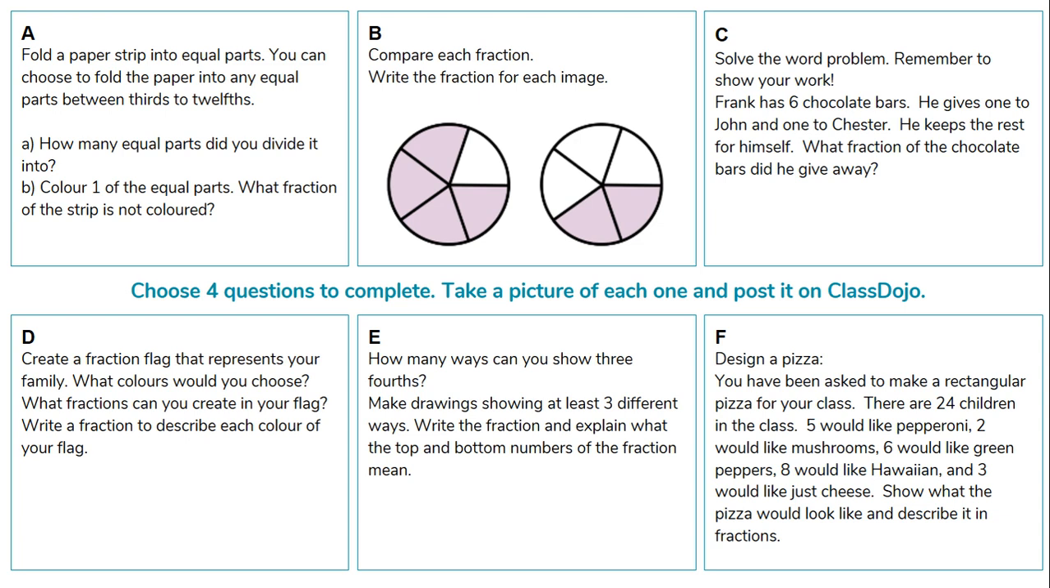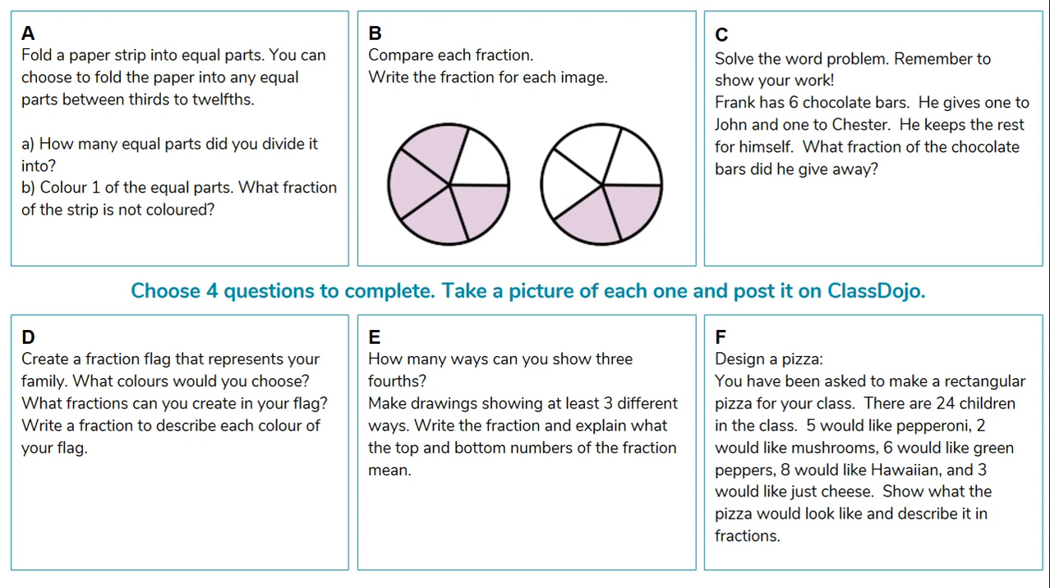So for E, you need to tell me how many ways you can show 3/4. You need to make drawings that show at least 3 different ways that make 3/4. You need to write the fraction, okay? So obviously the fraction is 3/4, and explain what the top and bottom numbers mean. So what's the top number and what's the bottom number?